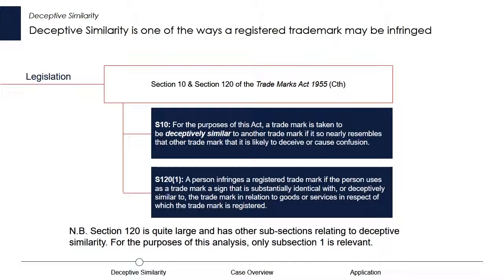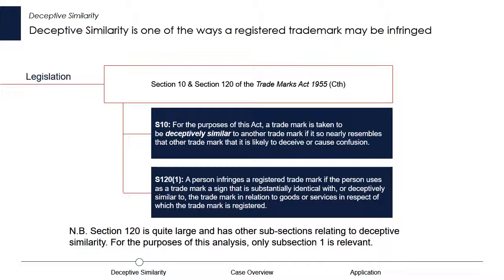Now, you then can look to Section 10 to see what deceptively similar is defined as, where it states that a trademark is taken to be deceptively similar to another trademark if it so nearly resembles that other trademark that it is likely to deceive or cause confusion. Essentially, what this means is that a trademark cannot be so similar to another trademark that it is likely to deceive people into getting them confused.